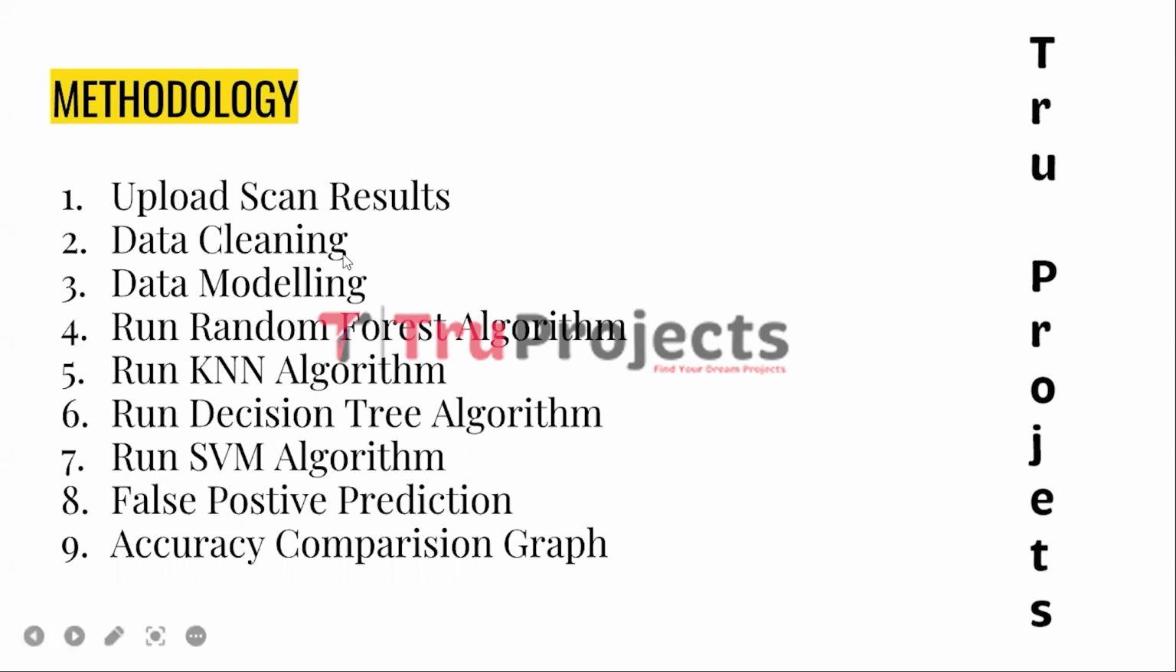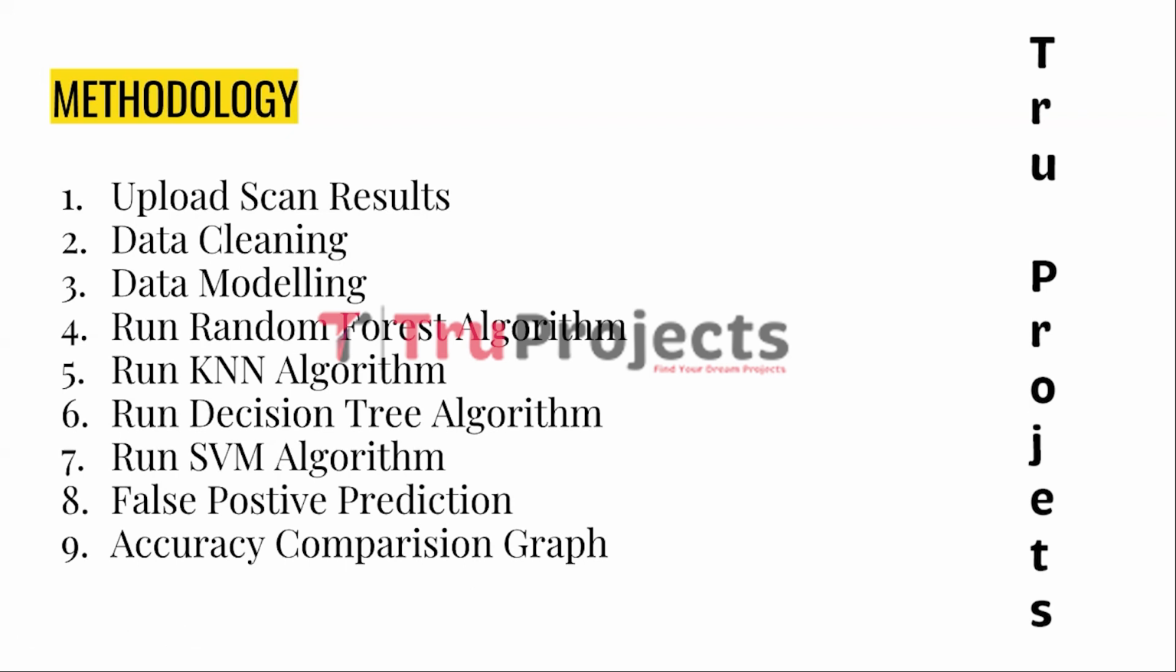And the second module is data cleaning. In this module, the raw HTML data obtained from the scanner result is processed and cleaned. The cleaning process involves removing the HTML tags, special characters, and other noise to extract the relevant text information from the web page data.